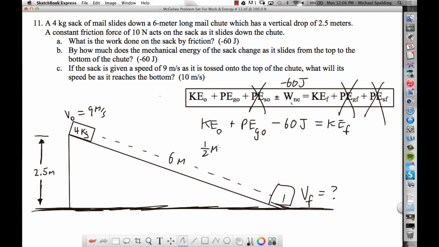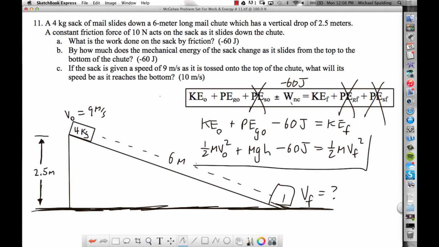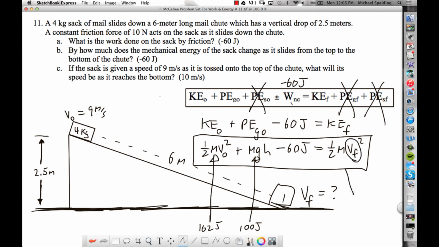Okay, so you plug in the equations. You go 1/2 mv initial squared plus mgh minus the 60 equals 1/2 mv final squared. So this right here, the 1/2 mv squared is 162. The mgh is 100. And then we got 60. So the only thing missing here is v final. So you solve for v final and you get 10.